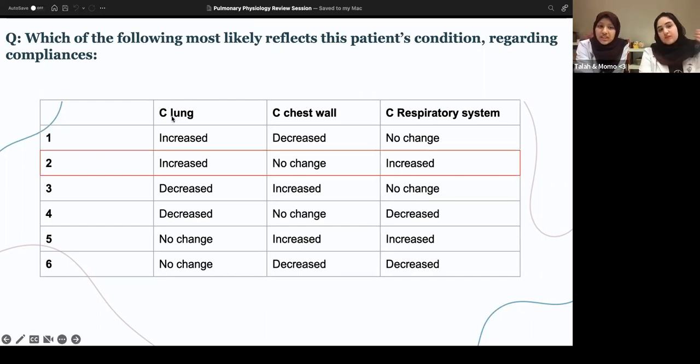Now, for emphysema specifically, compliance of the lung increases, but the chest wall remains the same. But the respiratory system, which is a combination or a balance between these two, will increase, because the lung compliance is increased. The chest wall is not affected, because emphysema mainly affects the lung or the alveoli in the lung, not the muscles of the chest wall. So do you guys have any question about this? I hope that's clear, because only 3 answered. Did you say that for restrictive, the compliance of the respiratory system would decrease? Yeah, it would decrease.